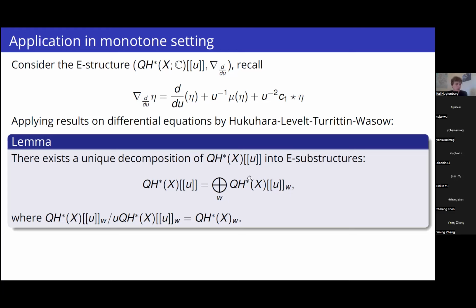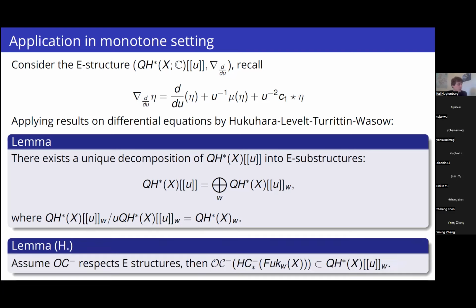And what is the property? Well, one of them is, of course, that this is a sub E structure, so the connection preserves this component. And the second property is that if we take this component modulo U times this component, then we just obtain the W generalized eigenspace for quantum cup product by C1.